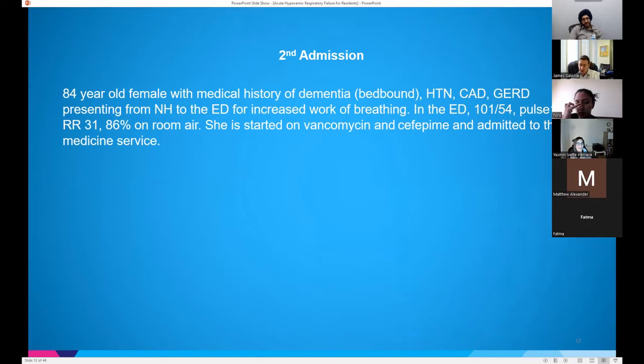Good. Any questions on shunt physiology? Was I able to break it down for you guys? Now you understand it completely? Good. So let's take it to admission number 2.